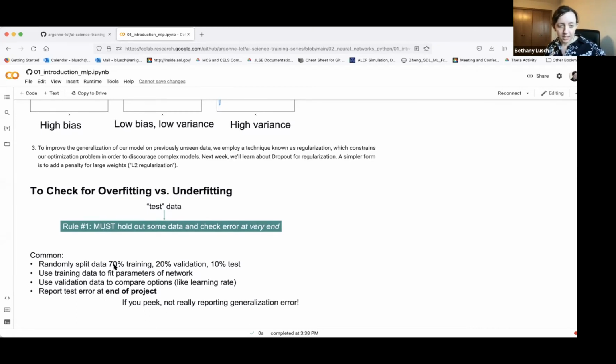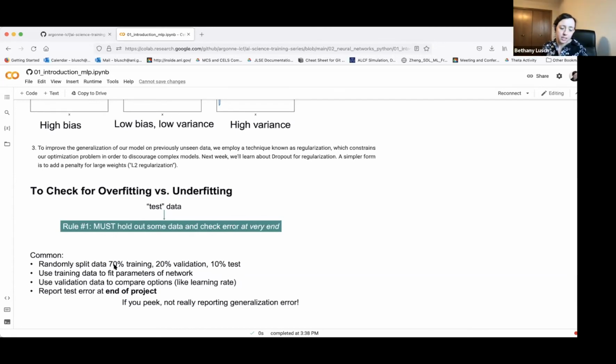The validation data can be used to compare different options, like different learning rates, different numbers of layers, different widths of layers, or deciding when to stop training. The test data, you leave aside, maybe in a vault, and you do not check it until the end of your project. When you think, I have a good network, it has good training error, it has good validation error, and I want one final estimation of how well it'll generalize, then you check the test error.